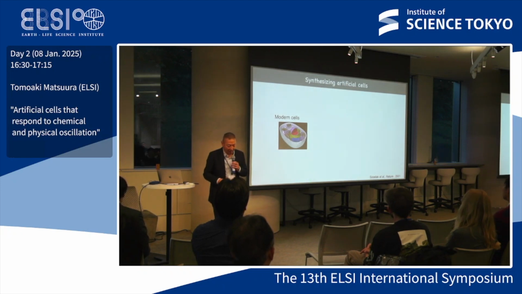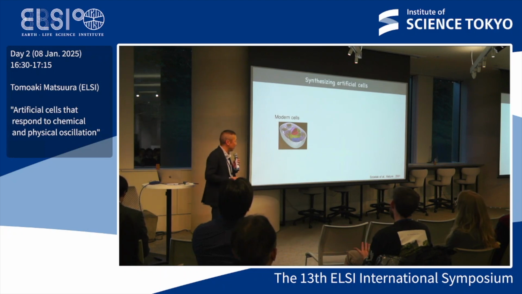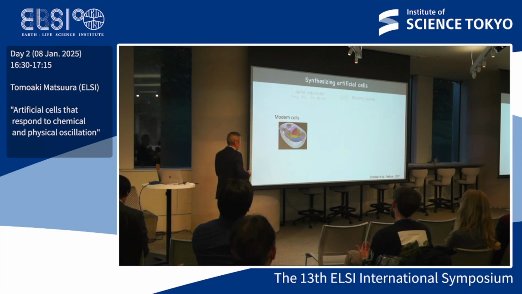I would like to explain in this slide why we're doing this kind of artificial cell synthesis research. Of course, I'm not the first one to say that this approach is important. I just refer to one paper from Shostak from 20 years ago, where he explained the importance of synthesizing a cell in the lab. As many of you know, the current cell is really, really complicated, and it consists of hundreds and thousands of different molecules.